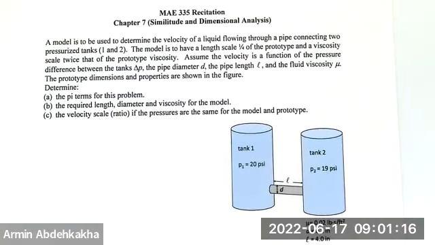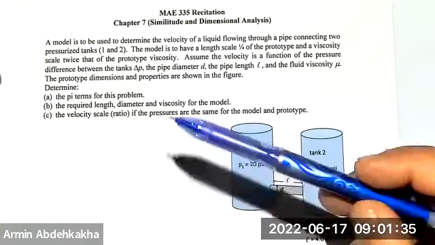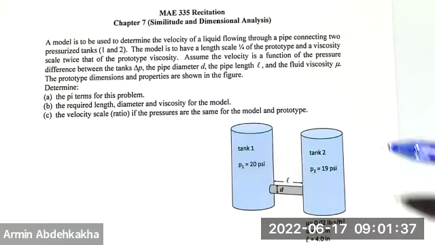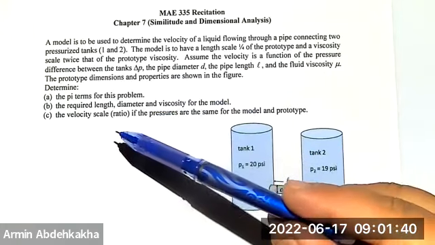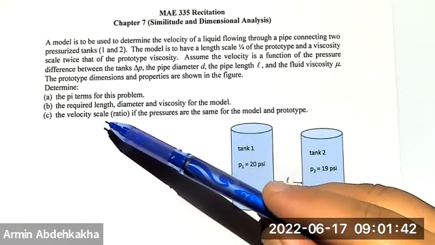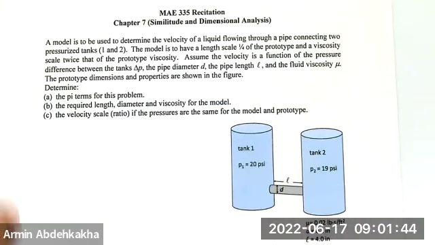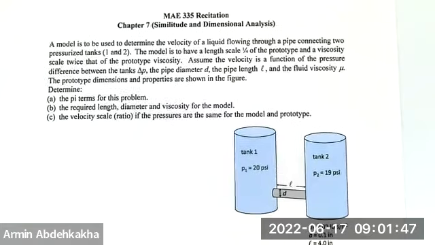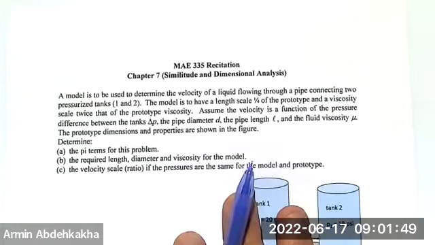Question 1 is about comparing a model with a prototype and a real case, and we are going to do a step-by-step analysis of the Buckingham pi theorem, finding the pi terms, and then finding the required length or diameter and viscosity of the model. And finally, finding the velocity scale. Okay, so let's read the question and decode it.